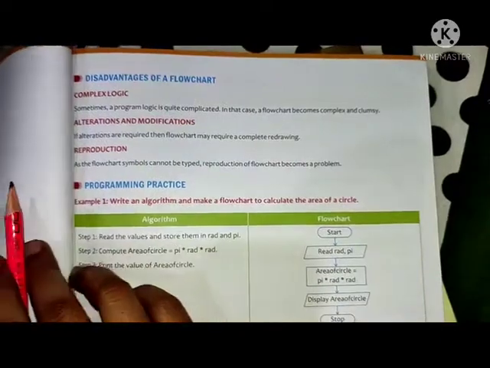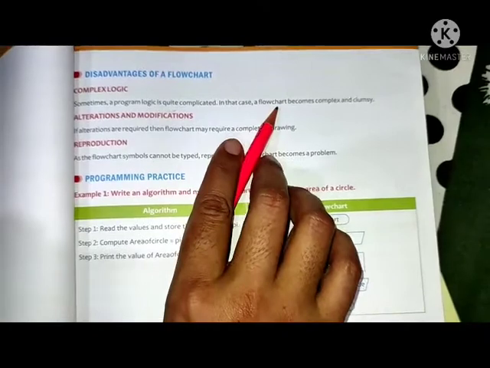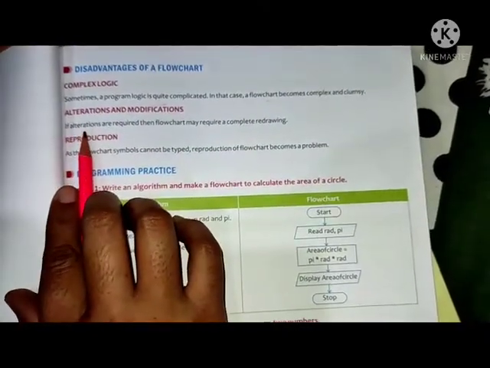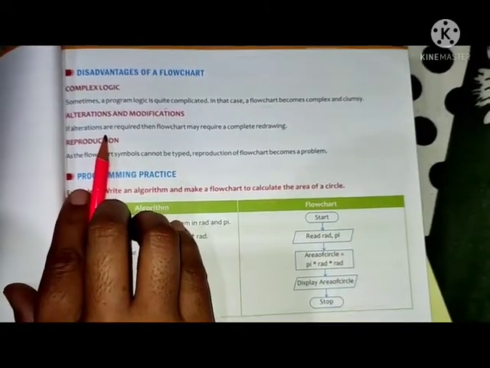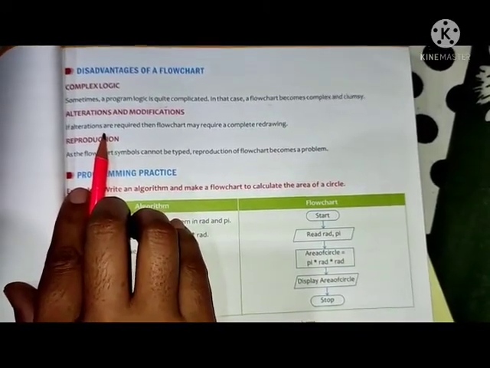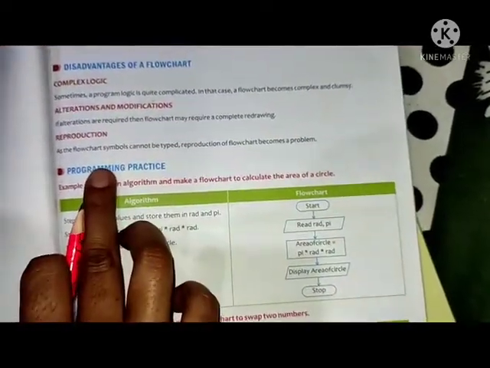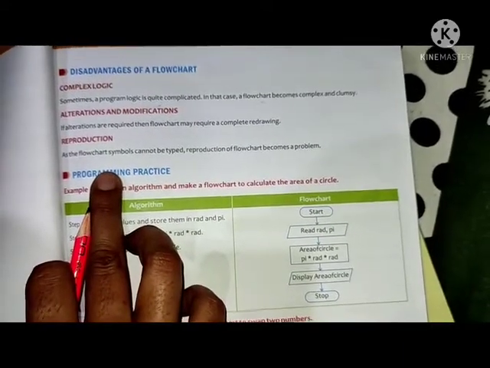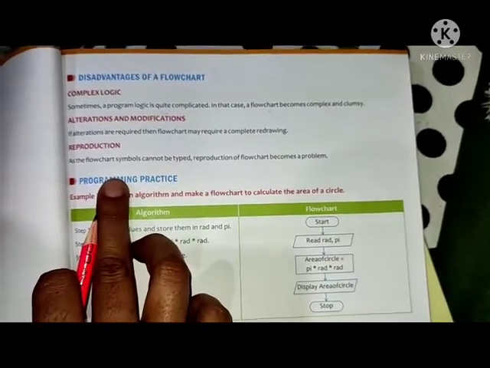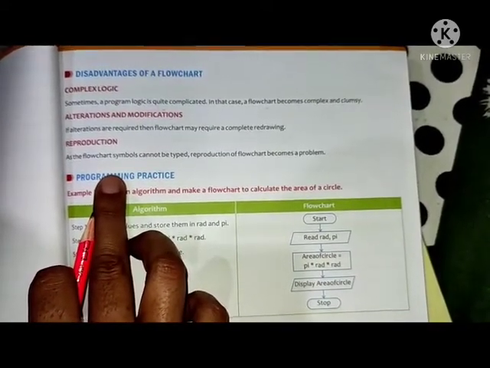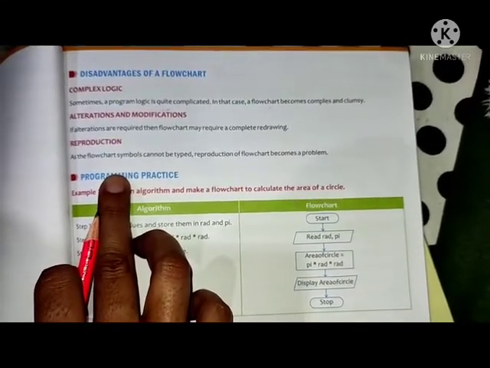What are its disadvantages? First one is if your program is complex, then the flowchart is also complex. Second is alteration and modifications are difficult, because when we have drawn the flowchart once, then after that if you want some modification, then you have to redraw it. Third one is reproduction. There are many symbols that cannot be typed, so we have to reproduce the flowchart whenever any problem is there. That is a very big problem, to redraw the flowchart again and again if our conditions are not satisfied.